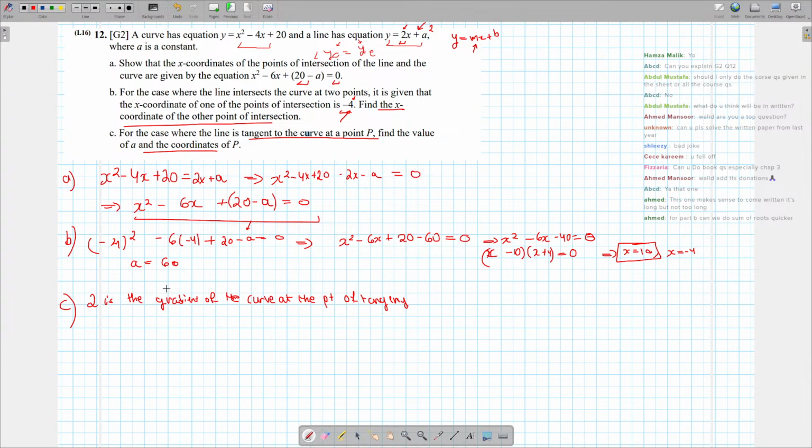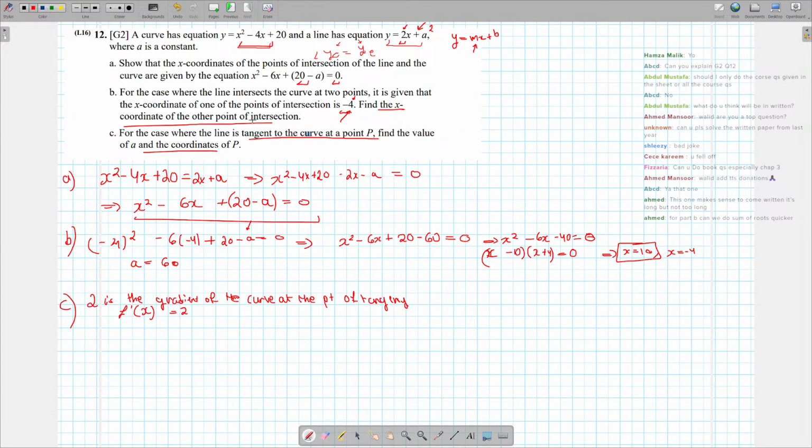To find the slope of the tangent, you substitute the x into the derivative, right? Let me repeat. 2 is the gradient of the curve at that point. When you substitute your x value into your derivative, you get the slope. So f prime of x is equal to 2. And what is f prime of x? What is the derivative? When you substitute x into the derivative, we get 2, which is the slope.